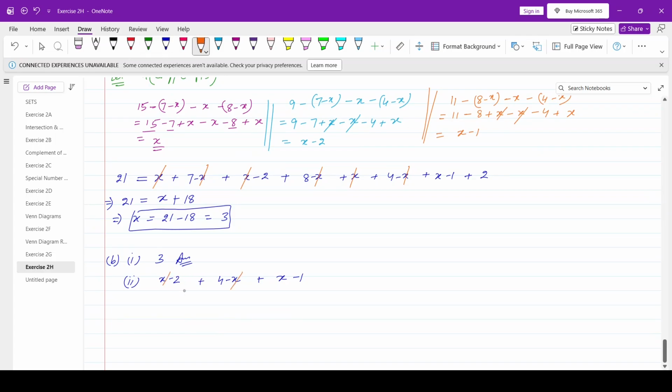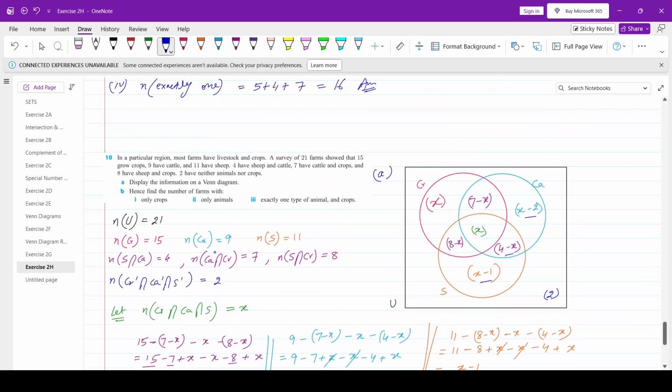This x will cancel this one out, and this is going to be equal to minus 2 plus 4 plus x minus 1. Now substituting the value of x, we get minus 2 plus 4 plus 3 minus 1. So 4 plus 3 is 7, and 7 minus 2 is 5. 5 minus 1 is 4. So this number is 4.